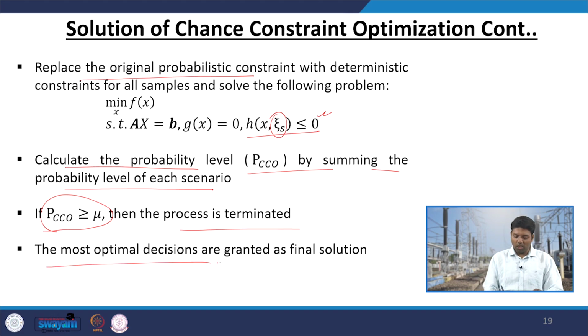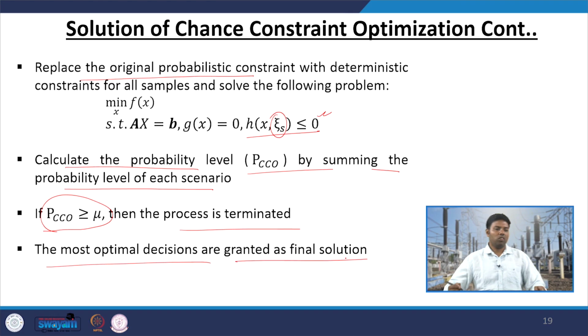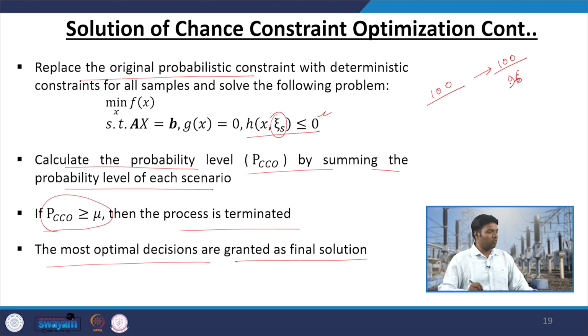The most optimal decision is taken as the final solution. From there, let us say you have 100 samples, and from there you got 100 scenarios, and out of them 95 or let us say 96 scenarios have satisfied the constraint. Then from these 96 scenarios, take the best one as your solution.